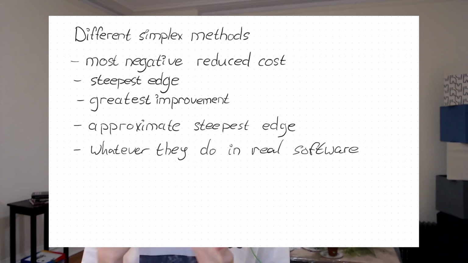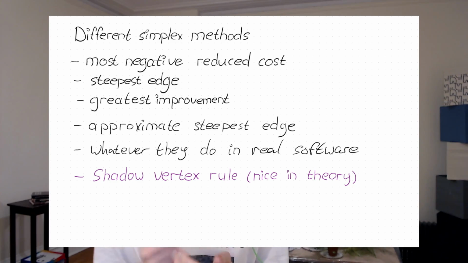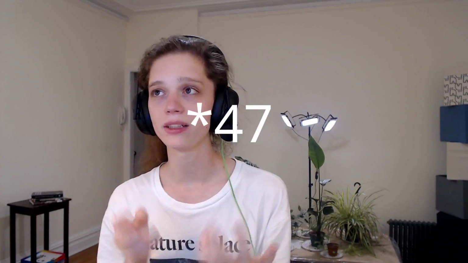What we're going to be looking at today is a rule that is cleaner to analyze in theory. It's called the shadow vertex rule, and it's going to have some nice properties that will help us do our analysis. And so the simplex method was introduced in '47. The first linear program was solved in '48. And what people realized very quickly is that the simplex method is efficient. The number of vertices that is taken is roughly 2 times n plus d.